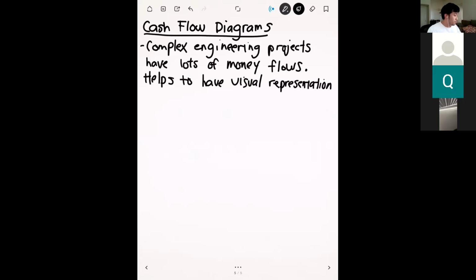Okay, and so the cash flow diagram is a visual diagram that shows all the costs and benefits throughout the cycle of an engineering project. Visually it looks like just a segmented timeline, but we're going to add arrows to it to indicate some cash flows.